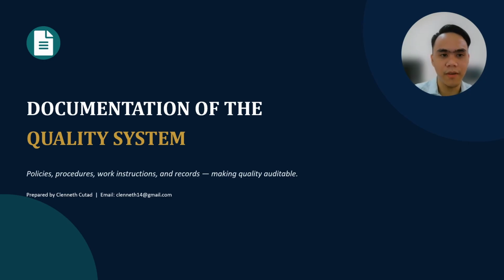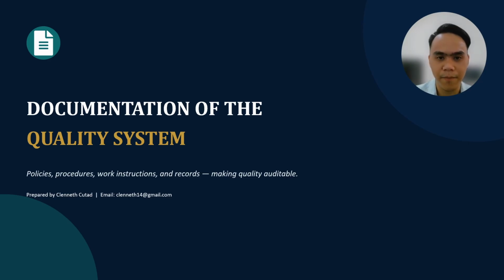So in our last video, we covered the elements of the quality system itself, like the planning, the control, and improvement. But a quality system that only exists in people's heads is not auditable. So it is not consistent and it doesn't survive someone leaving the company. So that's what the documentation solves, and that's what this video covers.